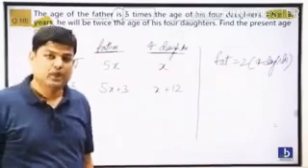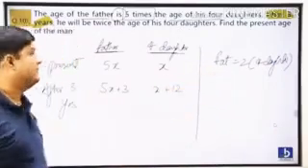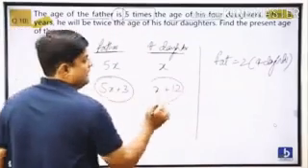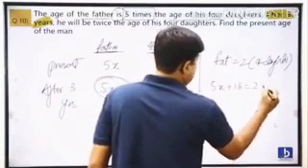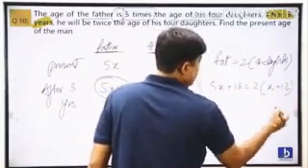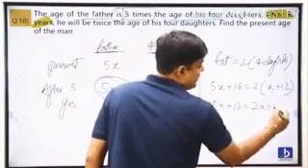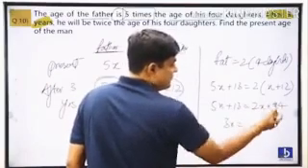When do you think the father will be twice? After 3 years. Means you are supposed to substitute these values. So 5x plus 3 is equal to 2 times of x plus 12. So here we can substitute: 5x plus 3 is equal to 2x plus 24. Now here we have 3x is equal to, this goes there, that is 11.